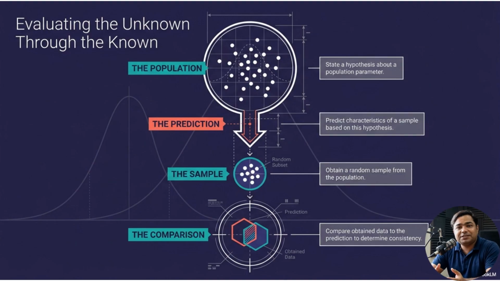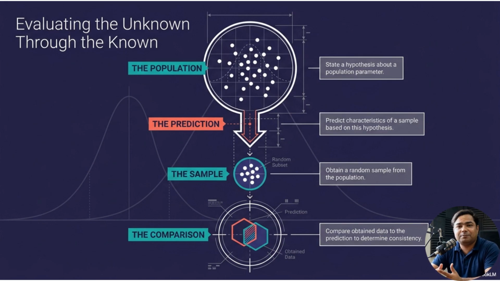This slide shows the basic logic of hypothesis testing. In statistics, we usually want to understand a population. A population means the whole group we are interested in. For example, all students in a university, all patients in a hospital, or all athletes in a team. But in real research, it is often impossible to measure everyone in the population. So instead, we take a sample. A sample is a smaller group selected from the population. Now, the important question is this: can we use the sample result to make a reasonable conclusion about the population?